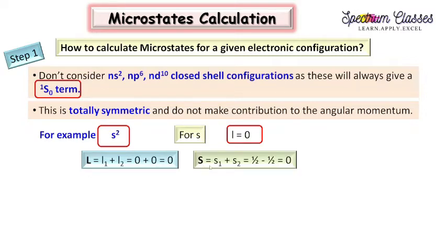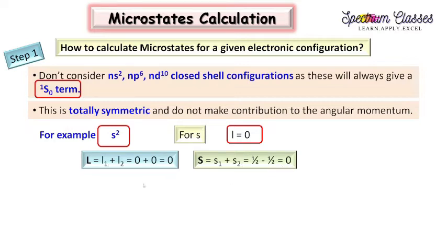Similarly, for S, we have one up spin and the other down spin. If we consider s1 as plus spin or upward spin, then s2 will be in the opposite direction. So s1 is plus half and s2 is minus half. So the total spin angular momentum is 0.